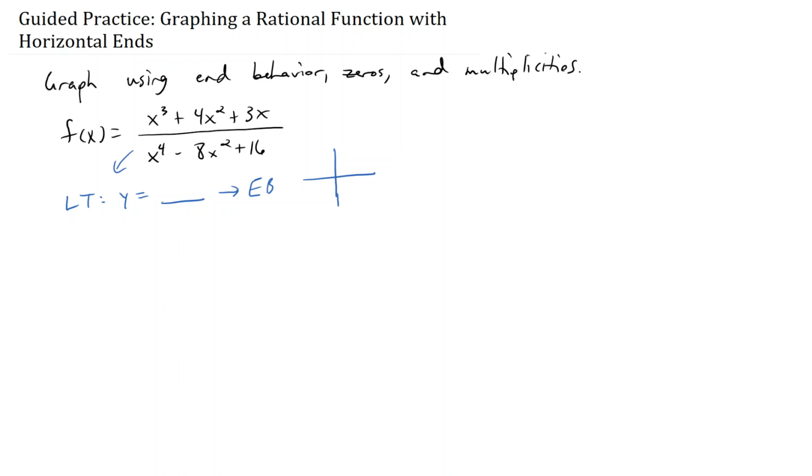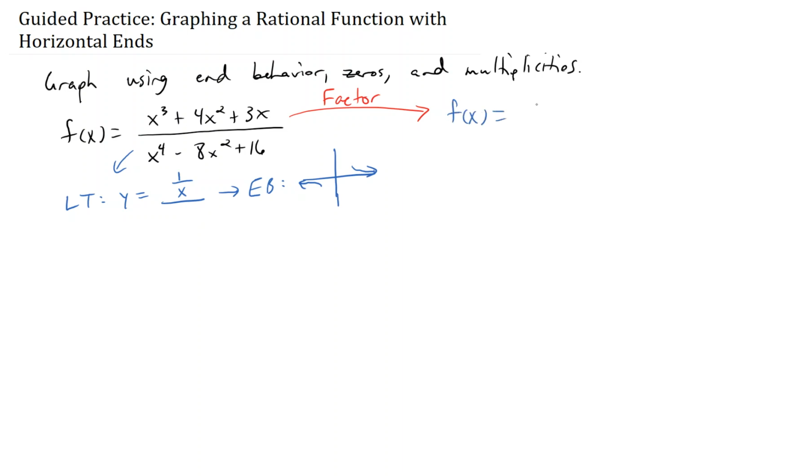So your leading term should be 1 over x, which means your end behavior, make sure you get it before I do, should look like this. Okay? So that's what is easy to get when the function is not factored. So now you want the zeros and multiplicities, so you need to factor the top and factor the bottom and rewrite your function, okay?